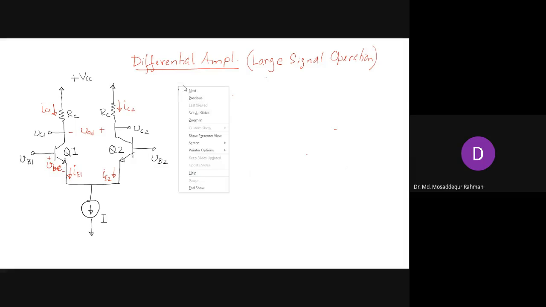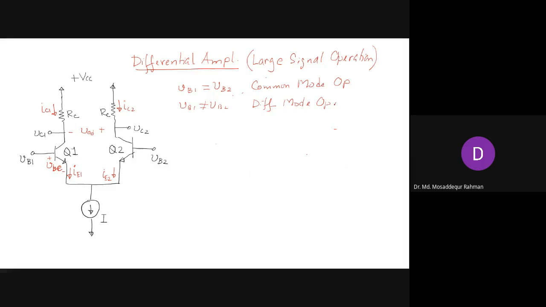If the two voltages are the same, let's say VB1 is the same as VB2, right? If these two voltages are the same, then we call this common mode operation. And if they are not the same, VB1 is not the same as VB2, then we call it differential mode operation. So first we'll see how it operates in common mode operation, when the two input voltages are the same.